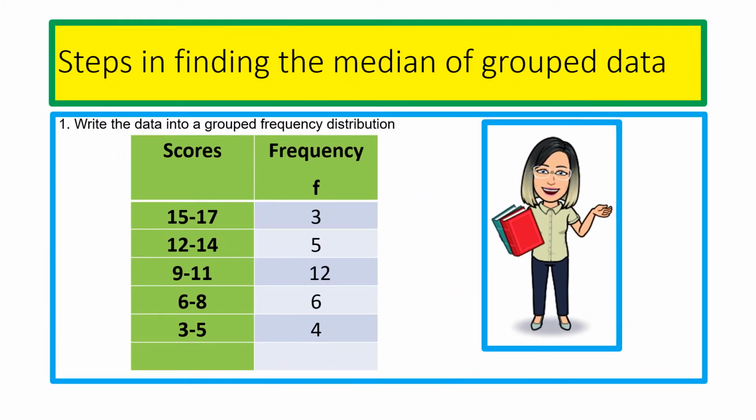We have steps in finding the median of group data. Step 1: write the data into a group frequency distribution. The data is already given in a group frequency distribution.